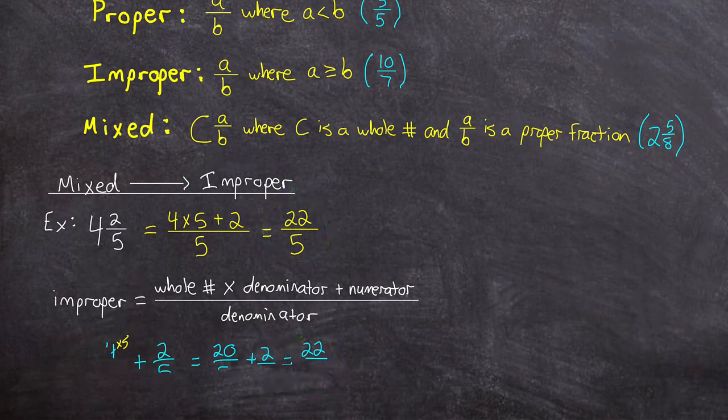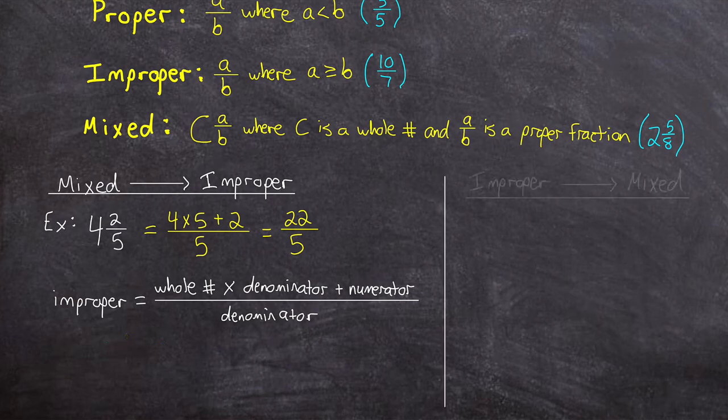So I'll erase that, and we'll go ahead and try and go the other way. What if we wanted to go from an improper fraction to a mixed fraction? Here's an example. I have the improper fraction 8 over 3, and I want to write it as a mixed fraction. To do that, I actually have to be able to do a division. I need to do 8 divided by 3 and see what my quotient and remainder are.